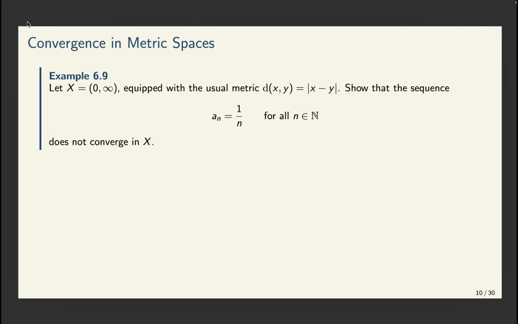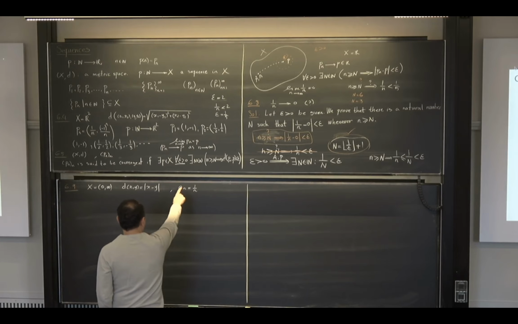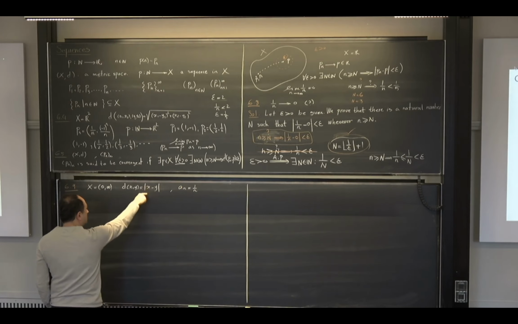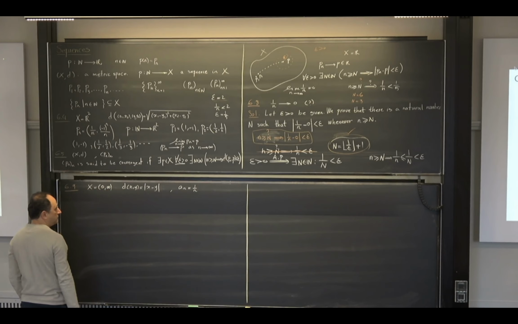Okay, and then this distance is just the same, and my sequence is also the same. Okay, so this sequence converged to 0. That is the same sequence. The metric is the same. The underlying set has changed. Instead of considering the whole set of real numbers, I have only from 0 to infinity.